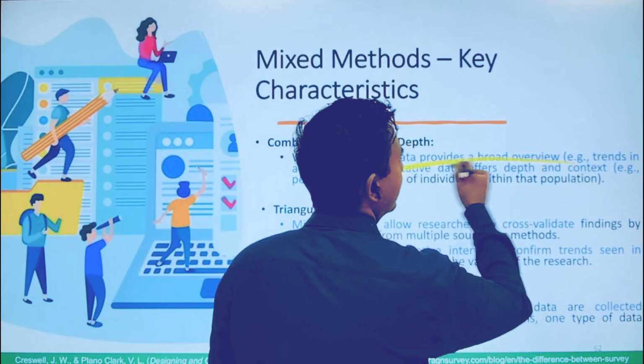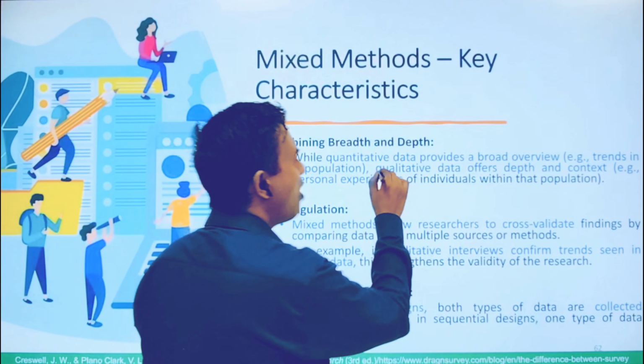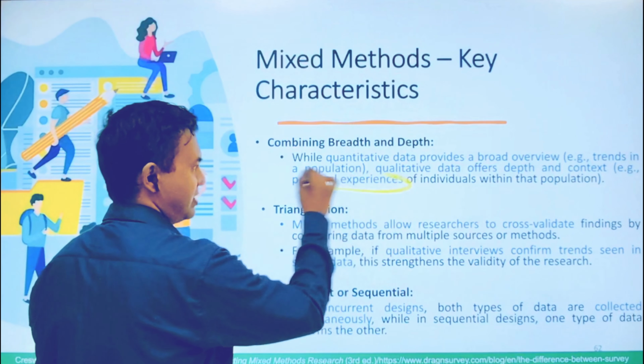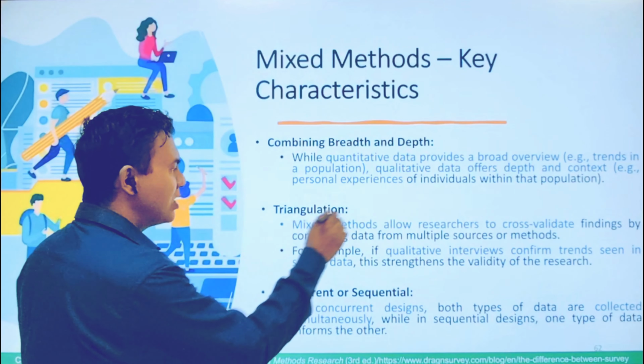So the combination gives breadth and depth, because when we apply quantitative data, it provides the broad overview, such as, let's say, trend in the population. And when we apply qualitative data, it provides the depth and context, such as, let's say, personal experiences. We can understand both of them. That's why it is useful. We can apply the triangulation method also.